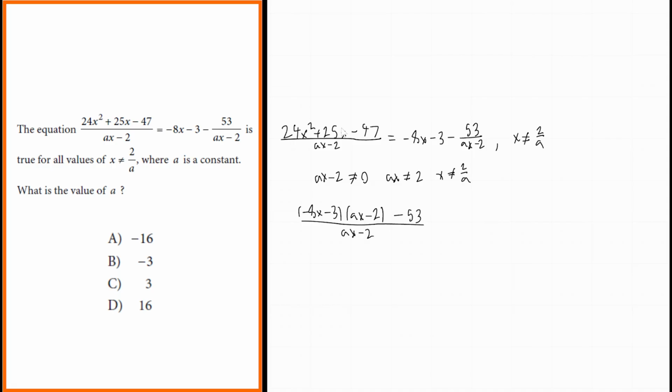In order to find the value of a, which makes these two expressions equal to each other, we're really looking for what is the value of a that makes this numerator equal to this numerator. In other words, makes negative 8x minus 3 times ax minus 2 minus 53 equal to 24x squared plus 25x minus 47.